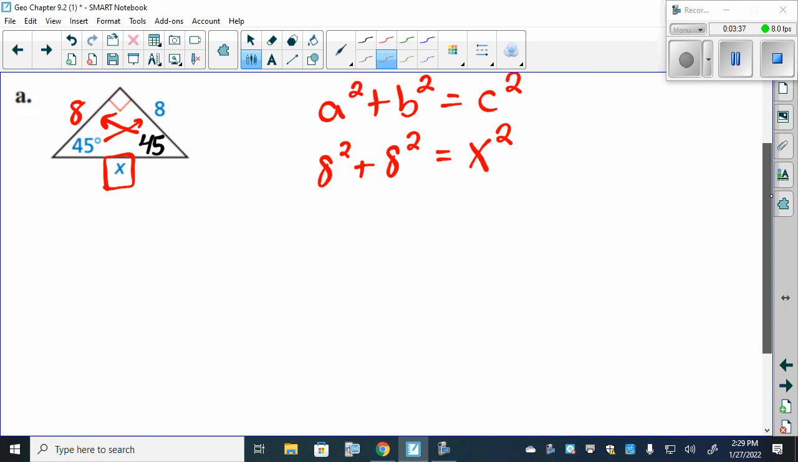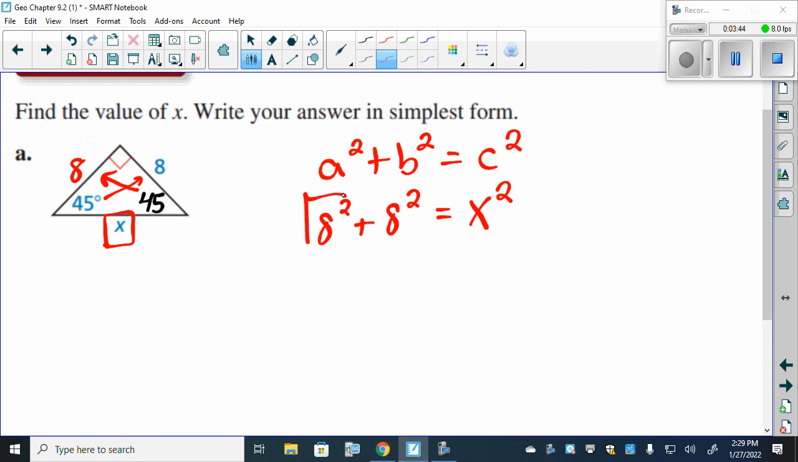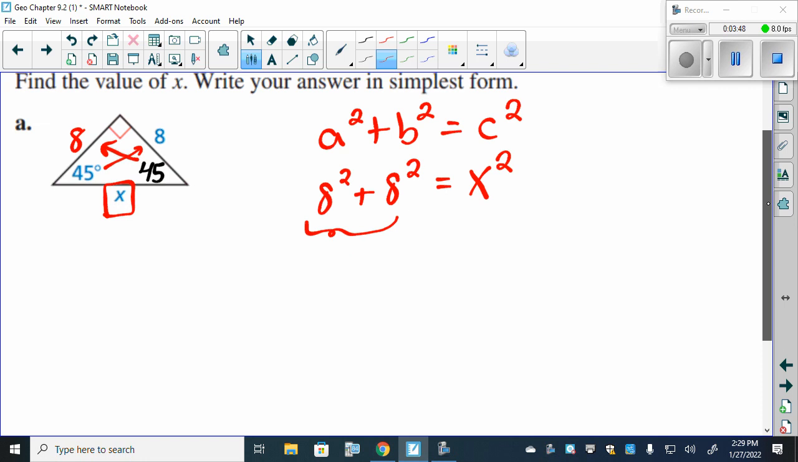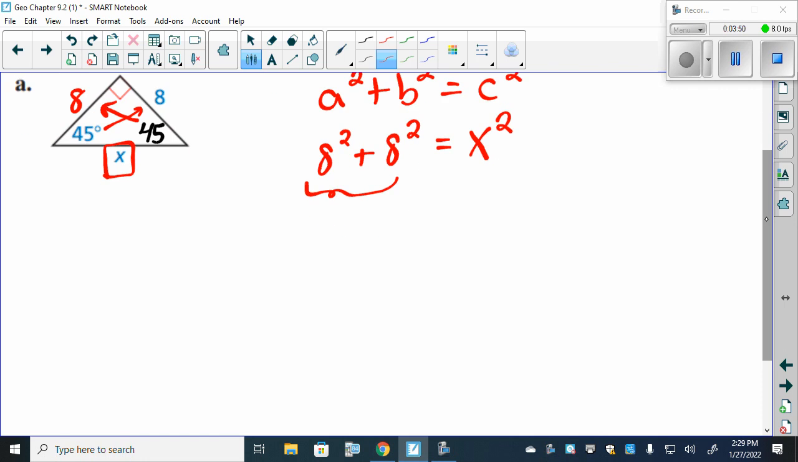Now we can solve this to find out what the hypotenuse is. Now at this point here, we can plug 8 squared plus 8 squared into the calculator. Because it would be 64 plus 64, which is 128.